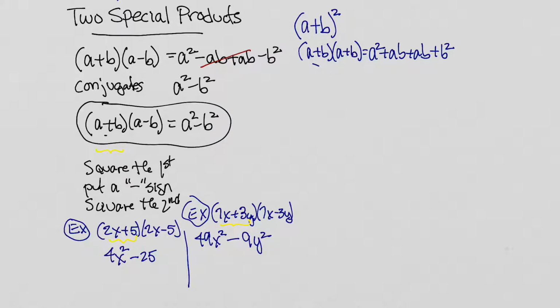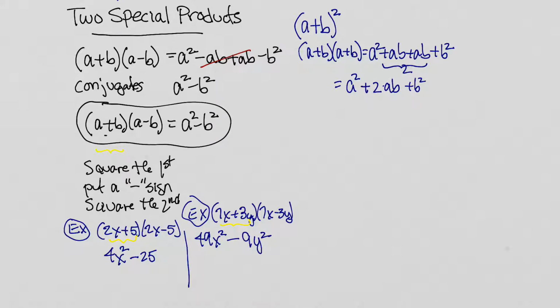Then the outer product is ab, the inner product is ab, and the last times the last is b squared. Now, look at what we have here. I'm going to write something that we would not normally write when we're expanding this, but this is going to be a squared plus, now how many of these ab's are there? Do you see two of them? So we have 2 times those ab's, plus b squared.